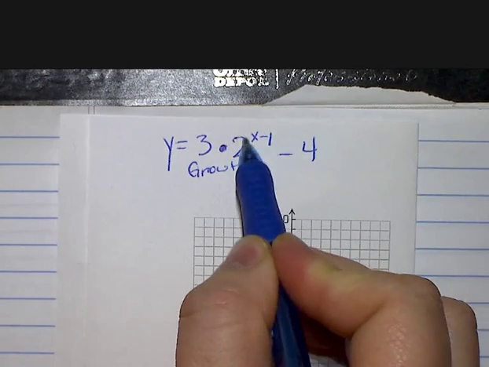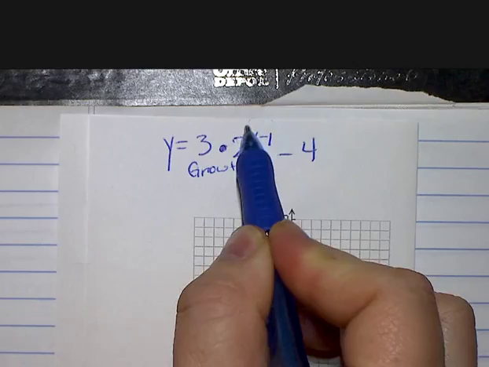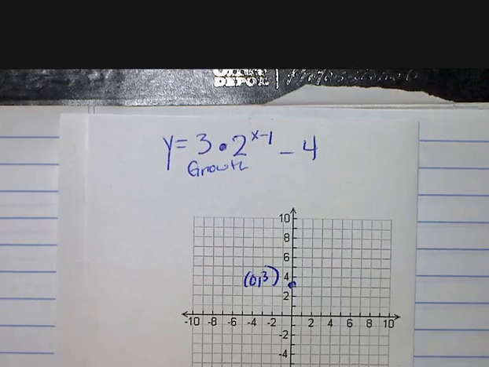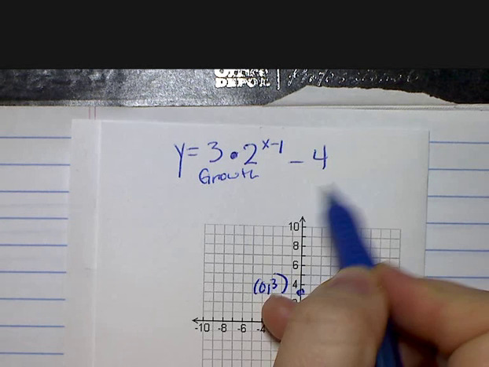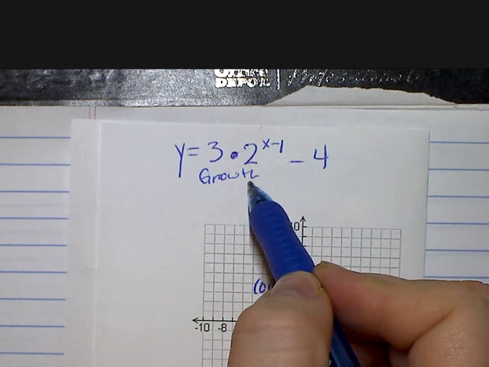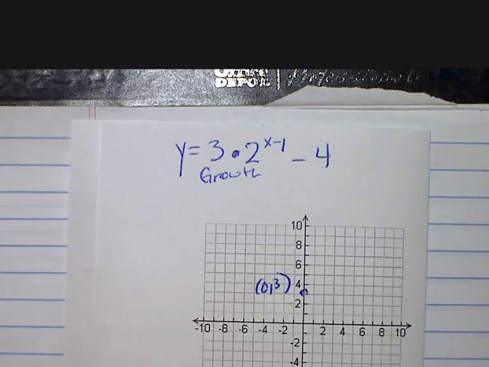Nice job. Brian, what's the next thing you know? Down 4? Down 4. Nice job. Down 4. Don't slam your hand on the desk. It's okay. Right 1, down 4.